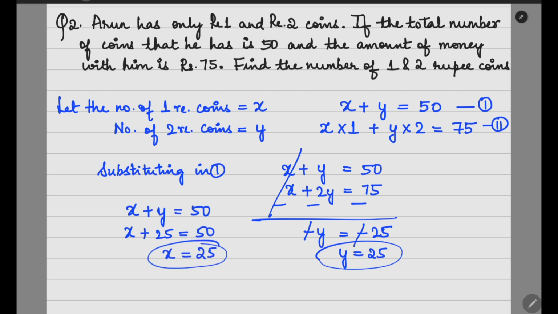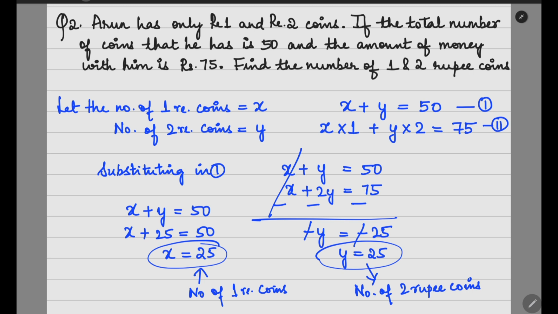Okay, so this is the number of 1 rupee coins, and this is the number of 2 rupee coins. That's all. That's your answer. Okay, just completed. Number of 2 rupee coins. That's your answer.